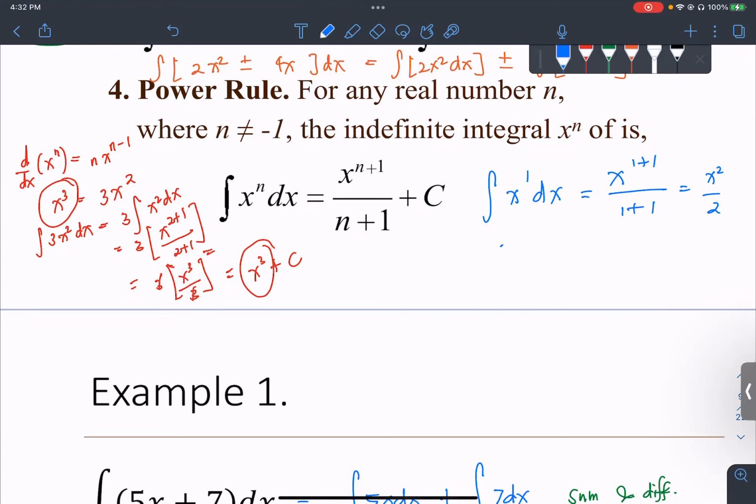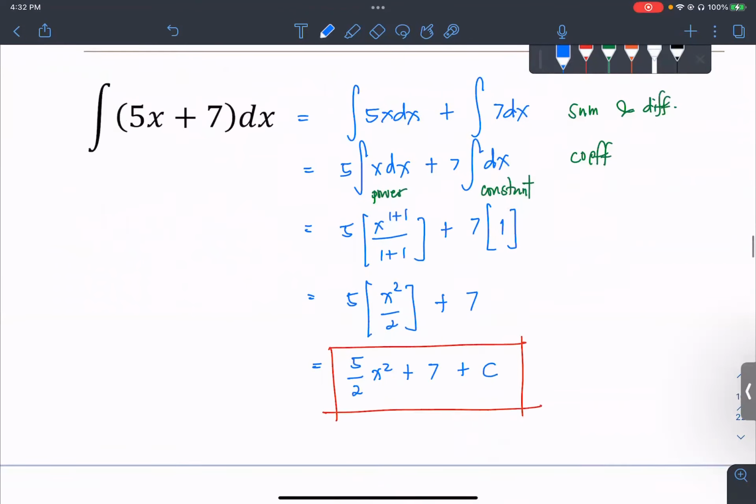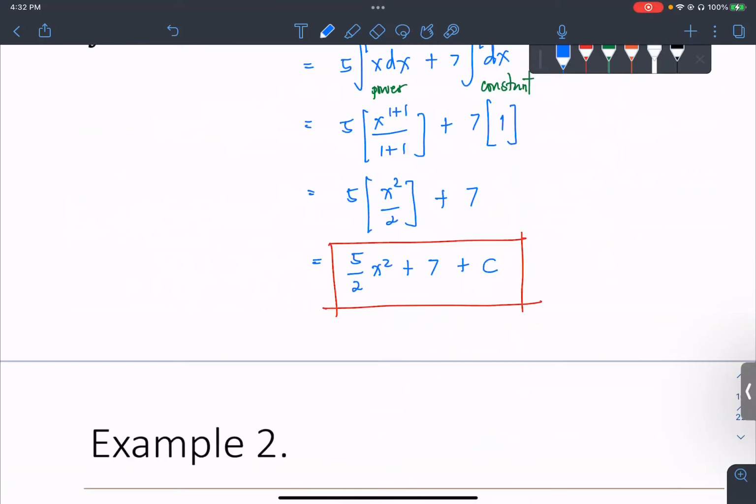Okay? Okay. So 5 over 2x squared plus 7 plus c.